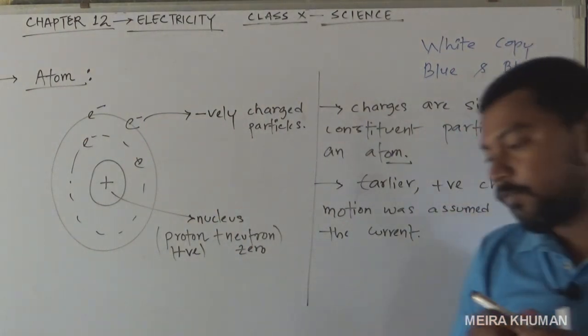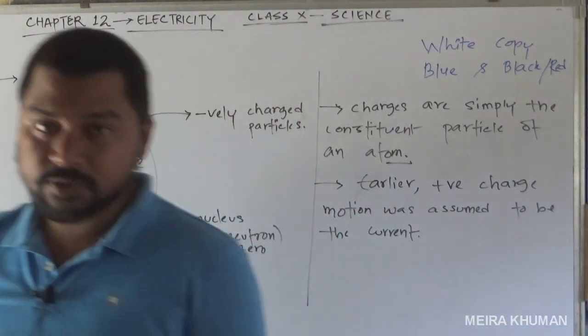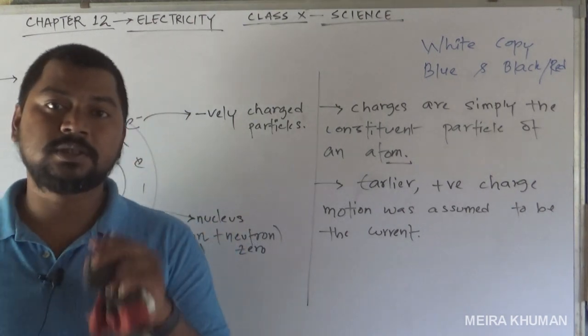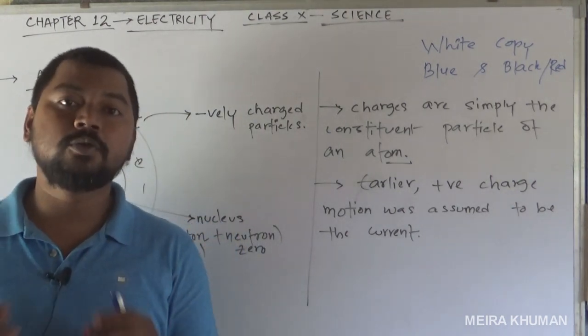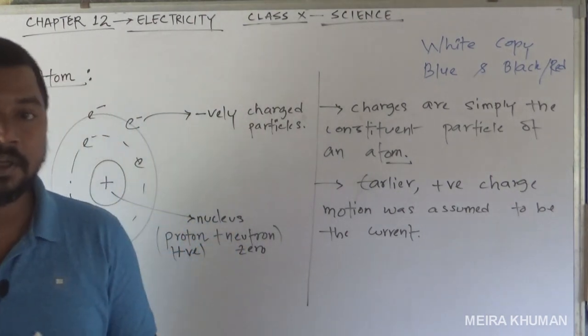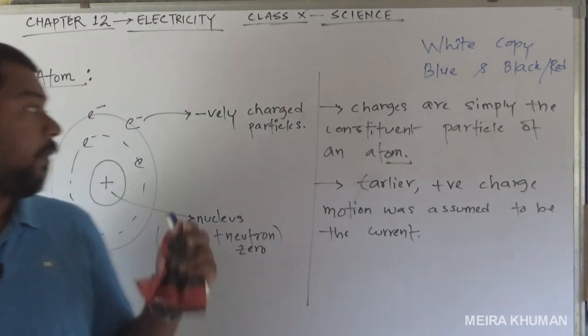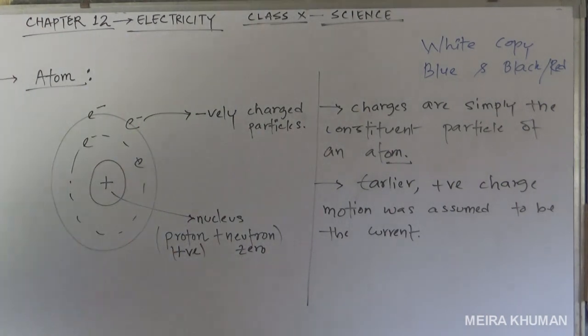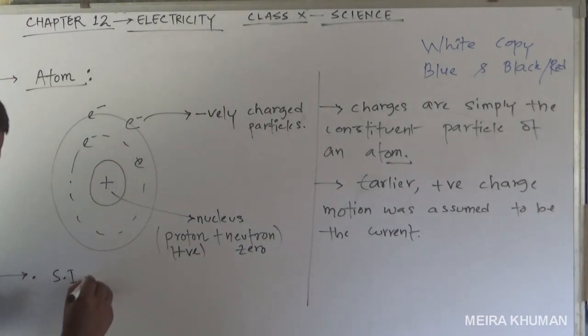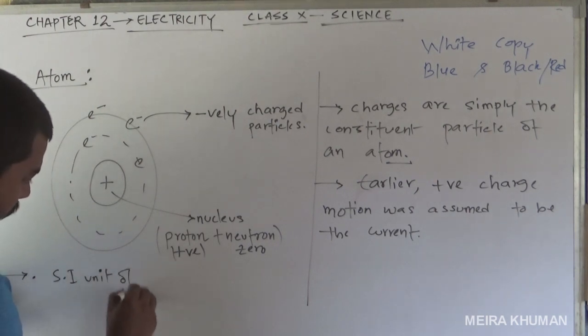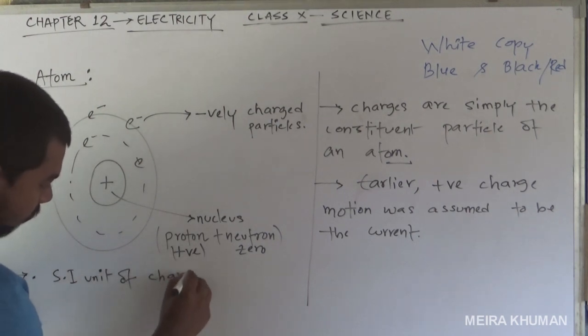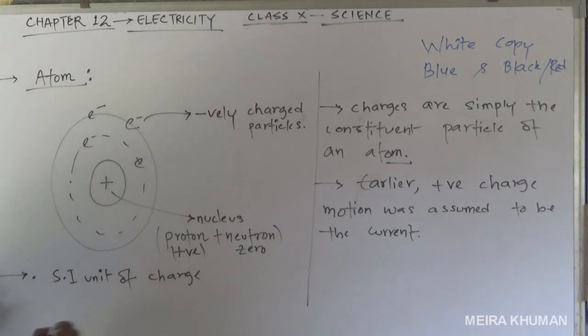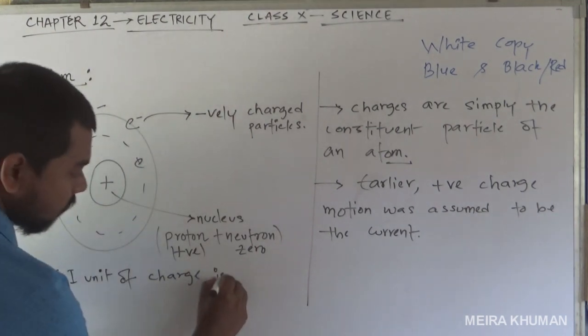For your information, both electron as well as proton have charge of the same magnitude, although they have different signs. The proton is a positively charged particle, whereas the electron is a negatively charged particle. So let us see the SI unit of charge. What is the SI unit of charge? It is coulomb.